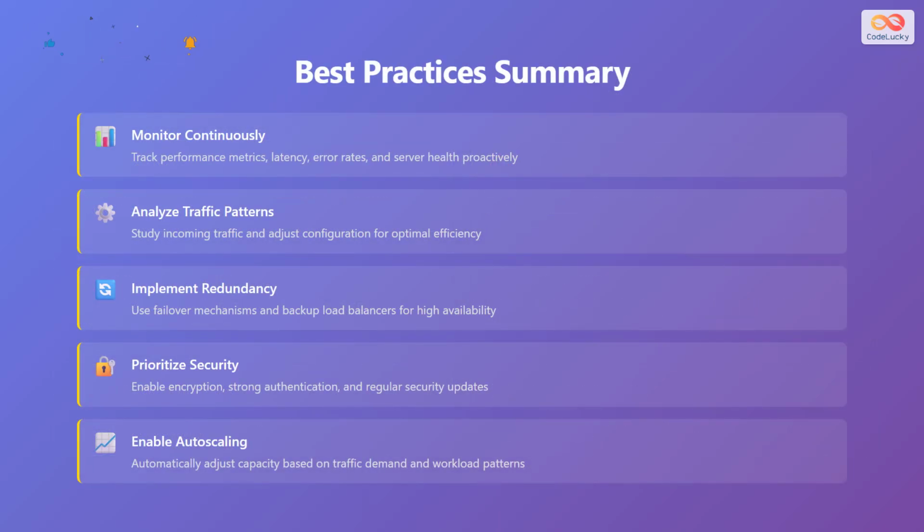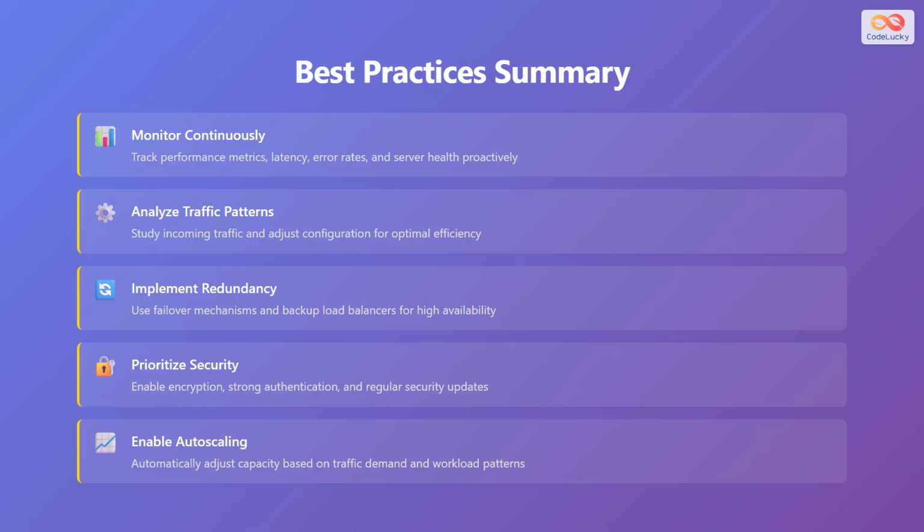Following these 5 best practices ensures optimal load balancing performance. First, monitor continuously by tracking performance metrics, latency, error rates, and server health proactively to catch issues early. Second, analyze traffic patterns by studying incoming traffic characteristics and adjusting configuration to improve efficiency and prevent bottlenecks.